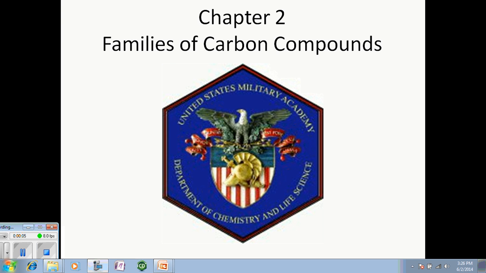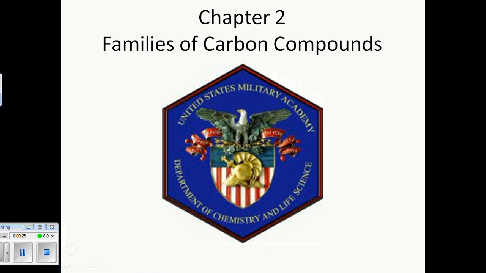We are now getting into Chapter 2. Chapter 2 is entitled Families of Carbon Compounds. This is getting exciting because we're getting into how we categorize and identify organic molecules. And we can also find out how we can use some instrumentation such as IR to give us information about different molecules. So let's get started.